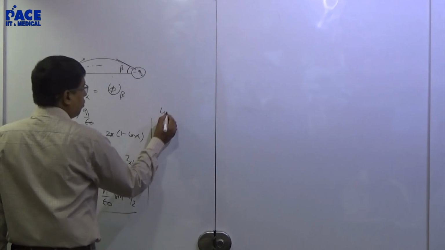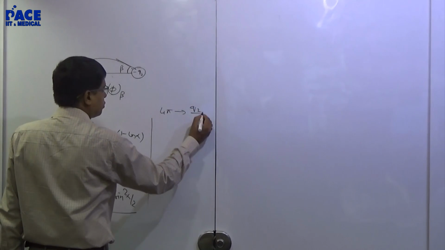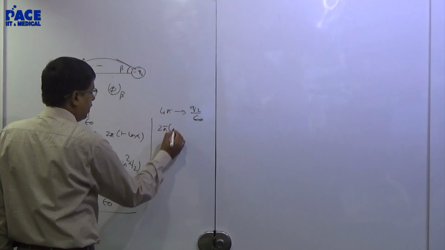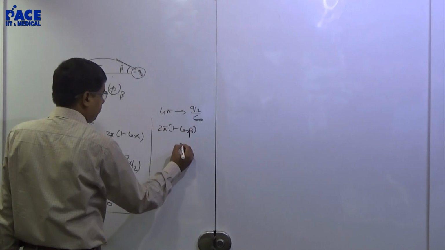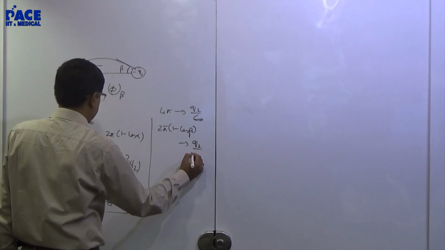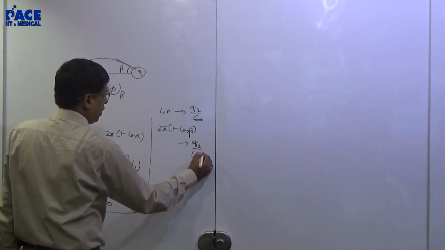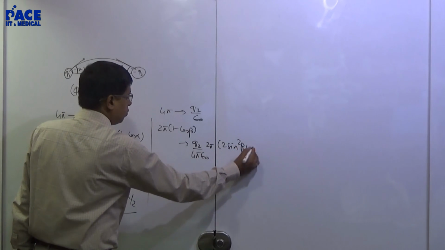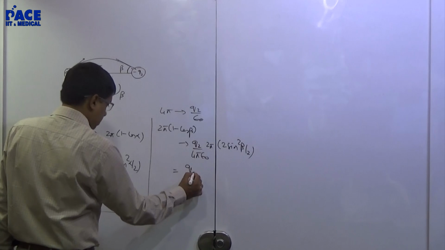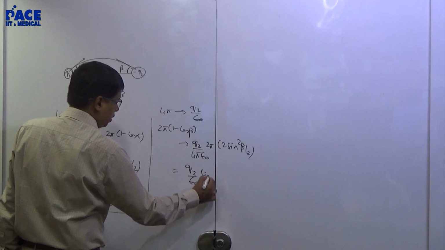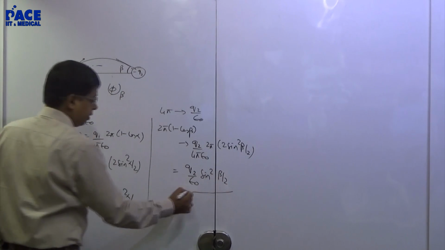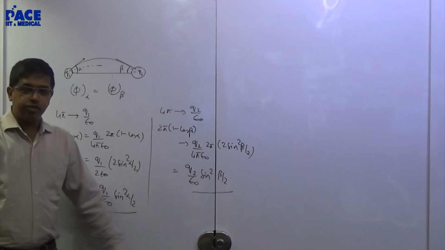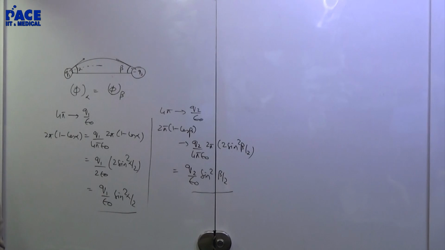Similarly, for 4 pi the flux entering is q2 by epsilon naught. For 2 pi into 1 minus cos beta, the flux entering will be q2 by 4 pi epsilon naught into 2 pi into 2 sin square beta by 2. This will be q2 by epsilon naught sin square beta by 2. So equate this to this, you will get the relation between alpha and beta.